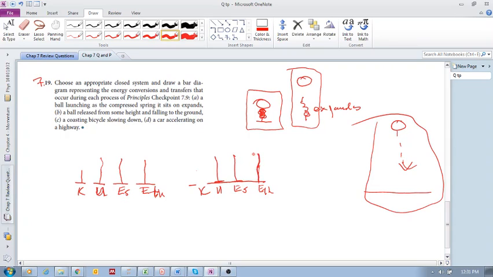Next one. Let me just fix this quickly. Hope these videos are helping you. Okay. The final one is a car accelerating on the highway. So the car is already moving. But then it speeds up. It goes even higher. So the kinetic energy increases.